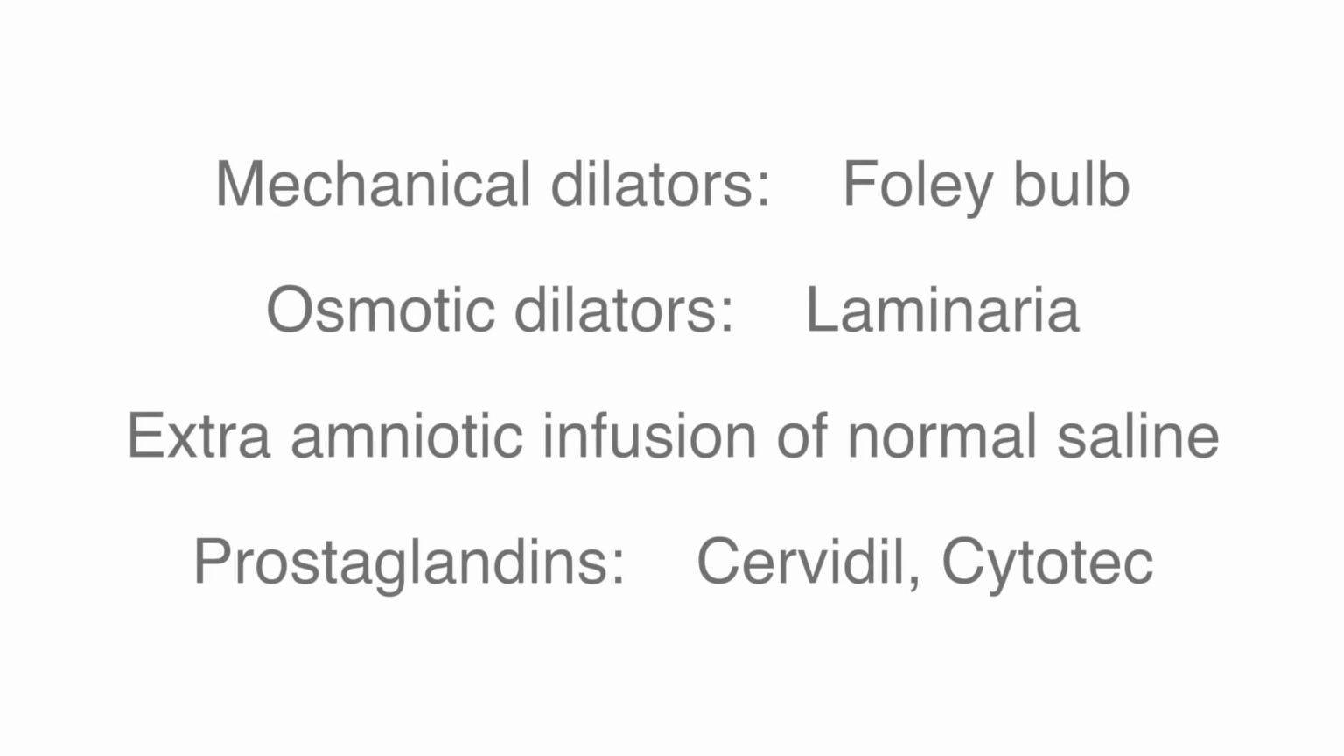How do you ripen a cervix? There are multiple methods that we can use. One method is mechanically using a Foley catheter that you inflate with 30 milliliters of saline. Another method is osmotic dilators using laminaria, and you can also use extra-amniotic infusions of normal saline. We also can use prostaglandins like Cervidil or Cytotec.